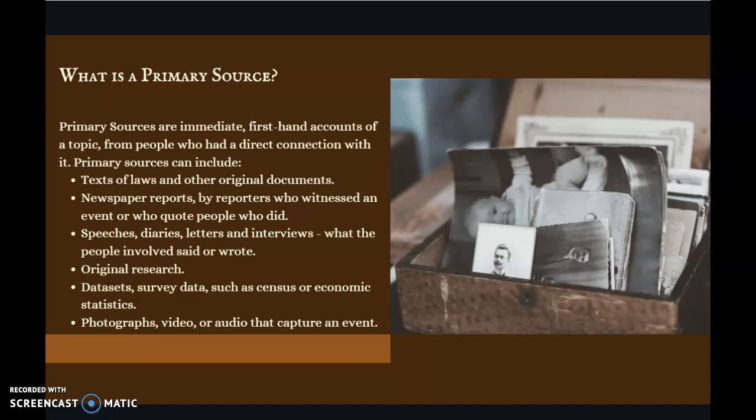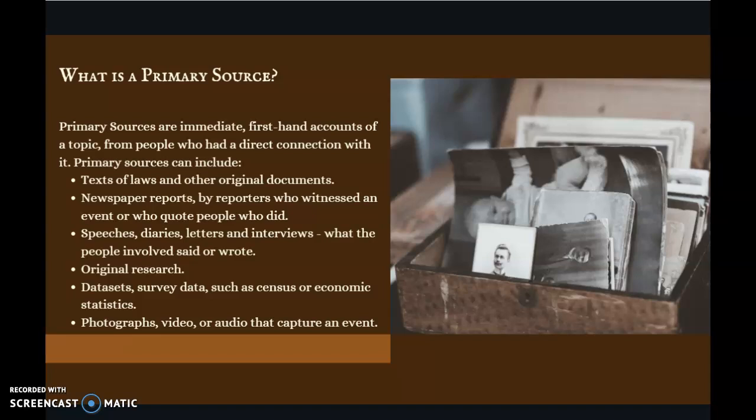So I want to talk to you guys about primary sources. What is a primary source? Primary sources are immediate. They're first-hand accounts of a specific topic from people who had a direct connection with it. So, these are things that can include laws and other original documents. An excellent example is obviously the Declaration of Independence and the Constitution. These are considered primary documents.